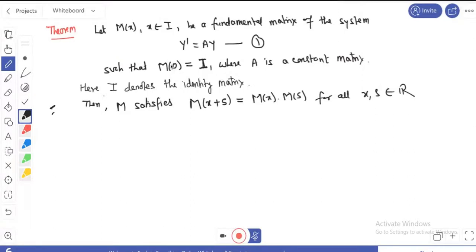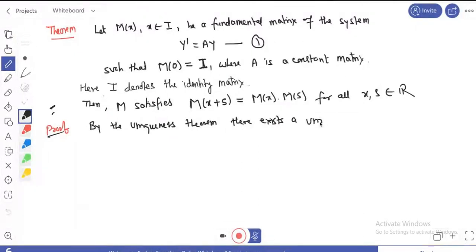Next class. Okay, no, we can do it now, there is time. So proof: here we use the uniqueness theorem. There exists a unique fundamental matrix.